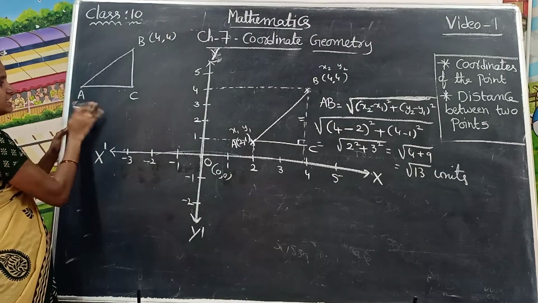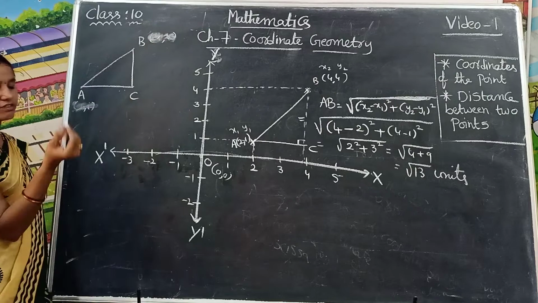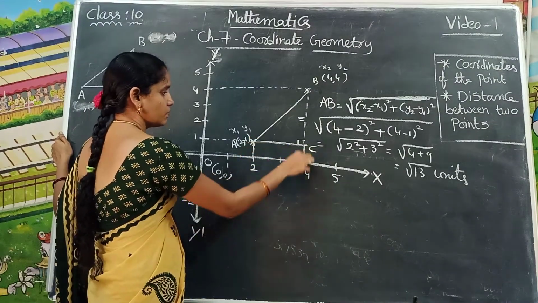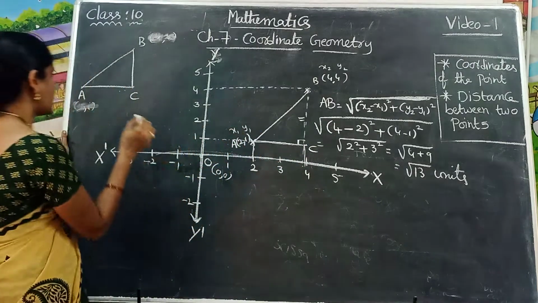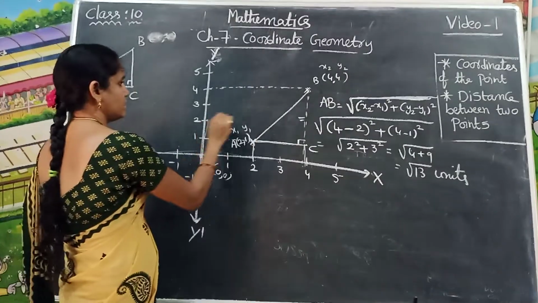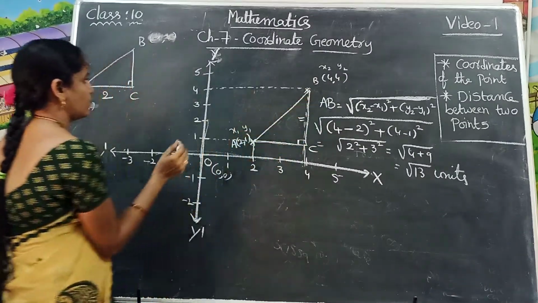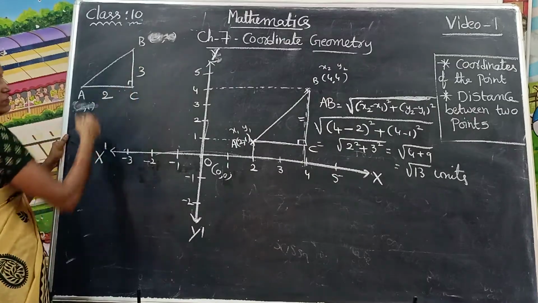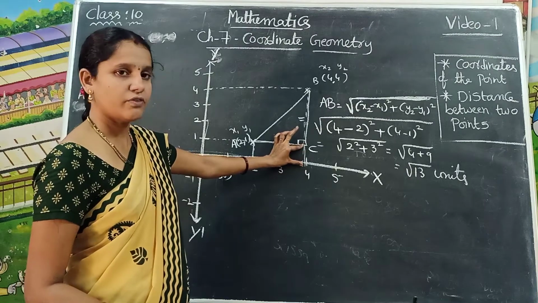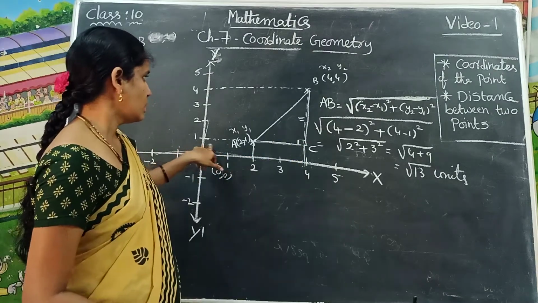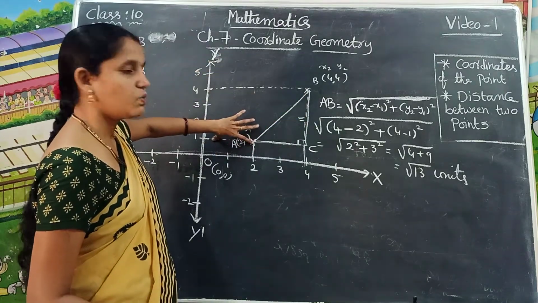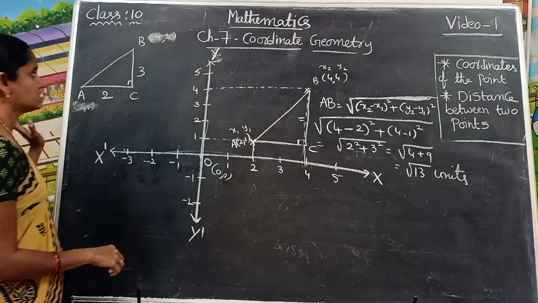Here for the AC distance we don't need Pythagoras theorem because we just have to find the length. The length of AC is 2 units. The length of BC is 3 units. Actually, the length from B to the x-axis is 4, so we have to remove 1 unit: 4 minus 1 is 3. Here also the total length is 4 units, from which we take out 2 units: 4 minus 2 is 2.